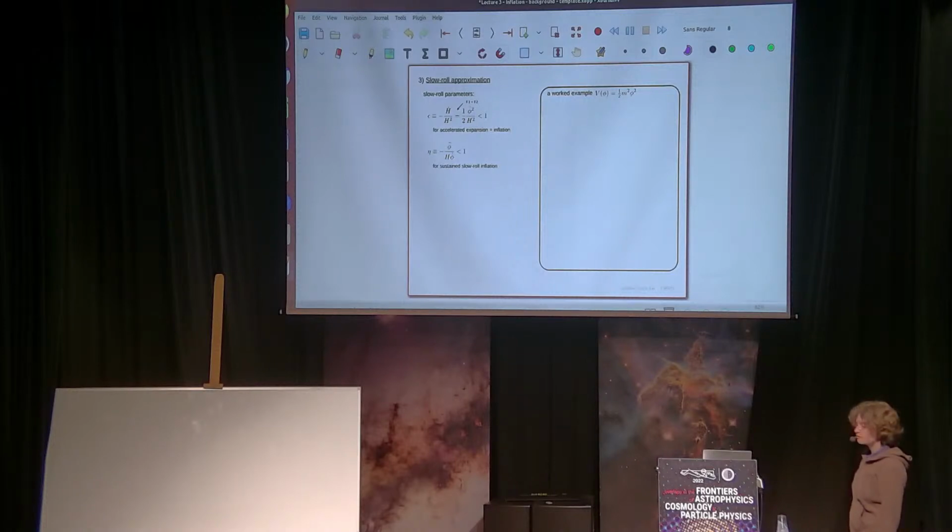No, H dot is negative, because H tracks the energy density, and it's slowly decreasing over the course of inflation. Because we do want to roll downhill, we cannot roll uphill. So epsilon is positive.